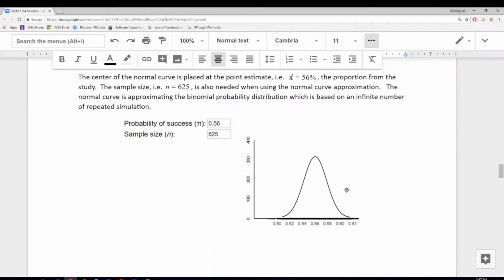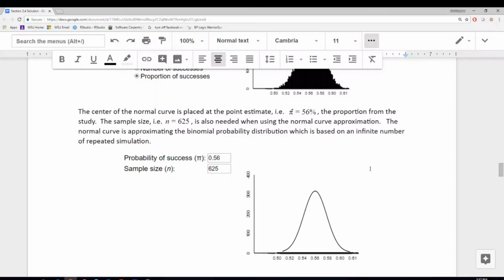And in fact, when we use a bell curve approximation, or a normal curve approximation, to this binomial probability distribution, we actually only need to concern ourselves with two quantities. Those two quantities are, where is the bell curve centered? That is at the expected value, which here is going to be at that 56%. And we also need to concern ourselves with the sample size. The sample size helps us determine how much inherent variation we have in this distribution over repeated sampling. So the sample size here is 625.